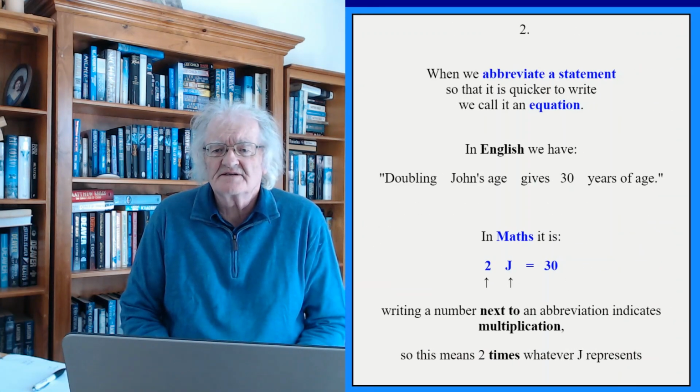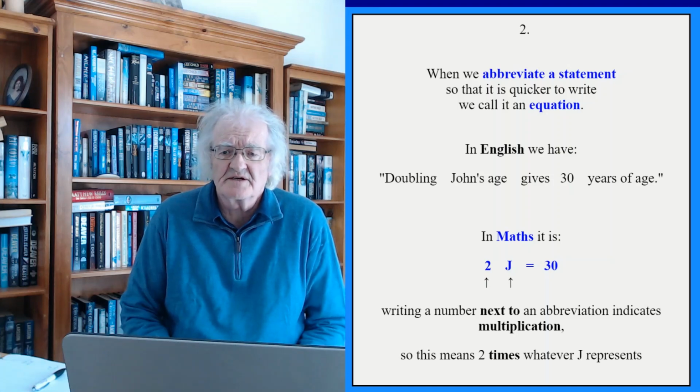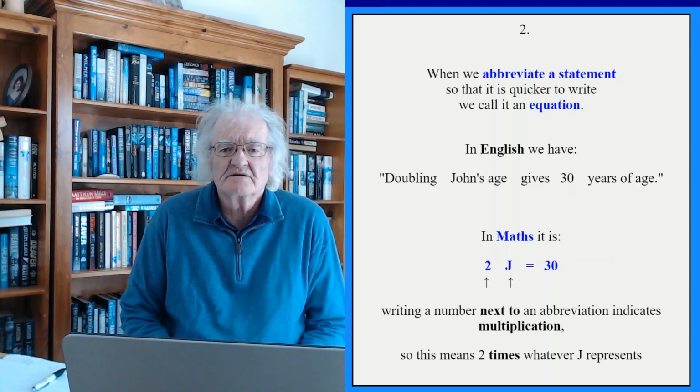When we abbreviate a statement, so that it's quicker to write, we call it an equation. In English, we have "doubling John's age gives 30 years of age." In maths, it is 2j equals 30. Writing a number next to an abbreviation indicates multiplication. So this means 2 times whatever j represents.